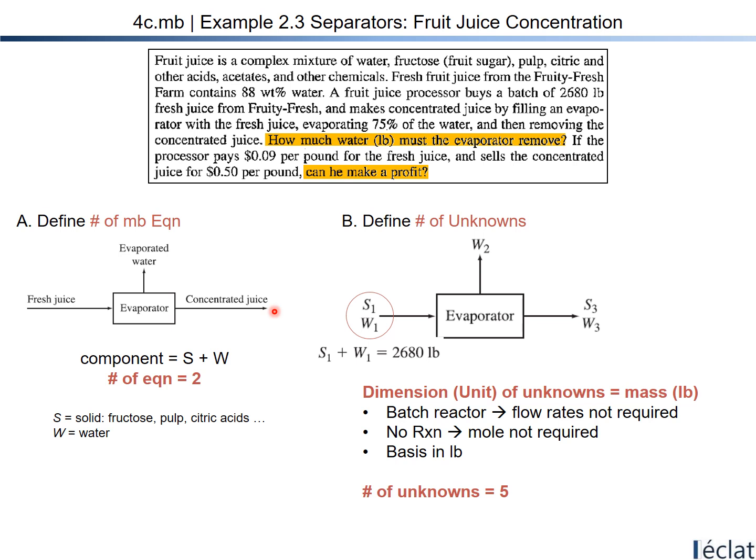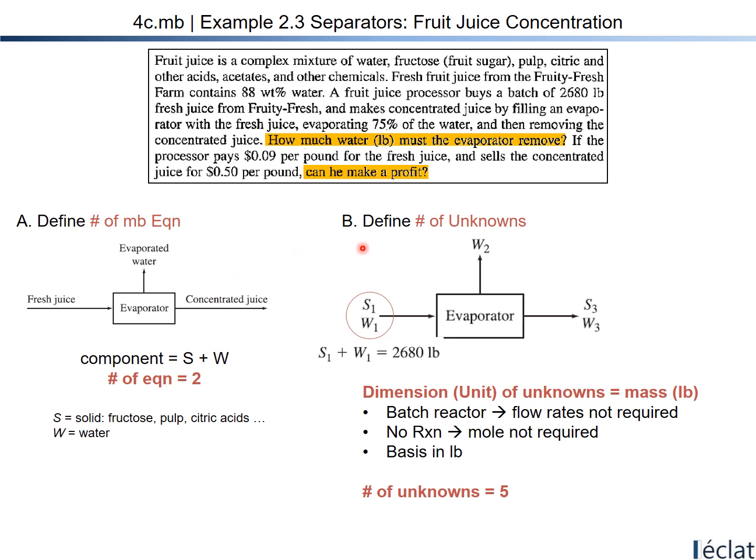It is better to split the fresh juice into a solid part and a water part, because we know the composition of water. S stands for solid and W stands for water, and S is the composite materials, including fructose, pulp, citric acid, and so on. So we cannot exactly define the solid materials. However, we know the composition of these solid materials, and also the composition of water. So I'd like to use S and W, solid and water, as components for material balance equations. It means the number of material balance equations is equal to 2.